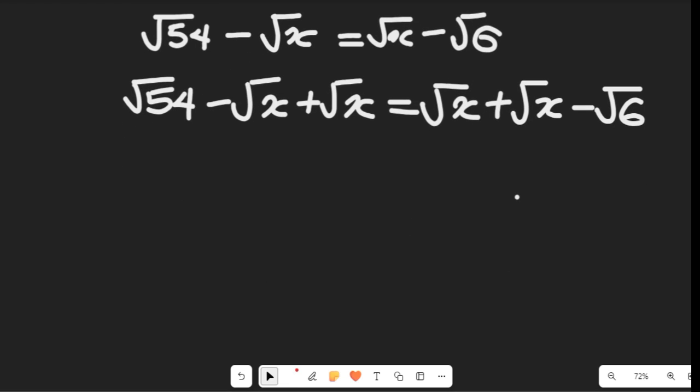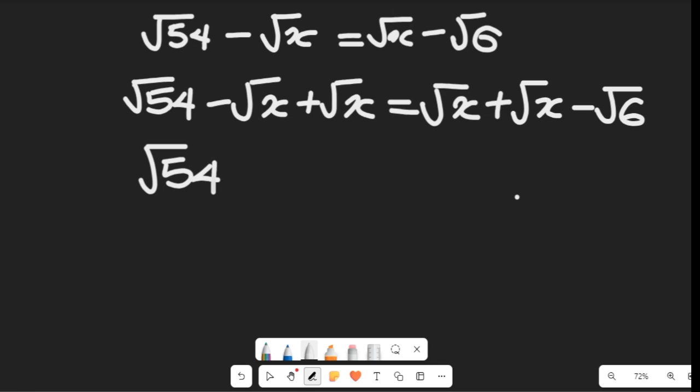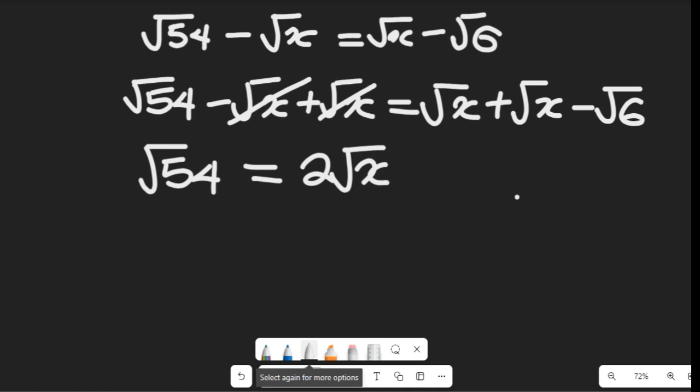We are going to now add this, and this will give us the square root of 54, minus, this will be eliminated, to be equal to, this will become 2 root x, right, minus the square root of 6. Great. Now, having done this, what do we do?